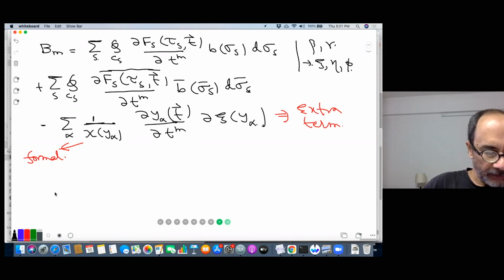Okay, so now let me write down the formula for omega. Maybe I use a different color.